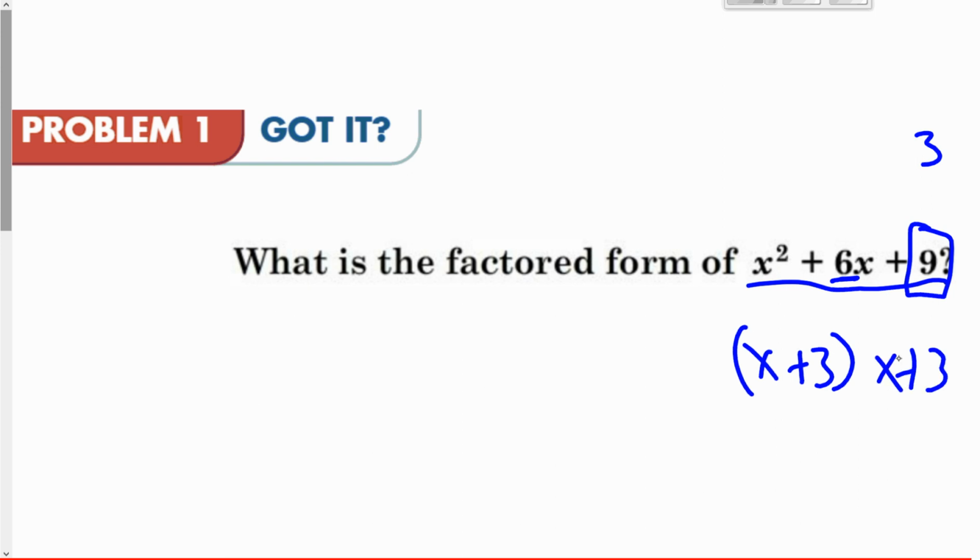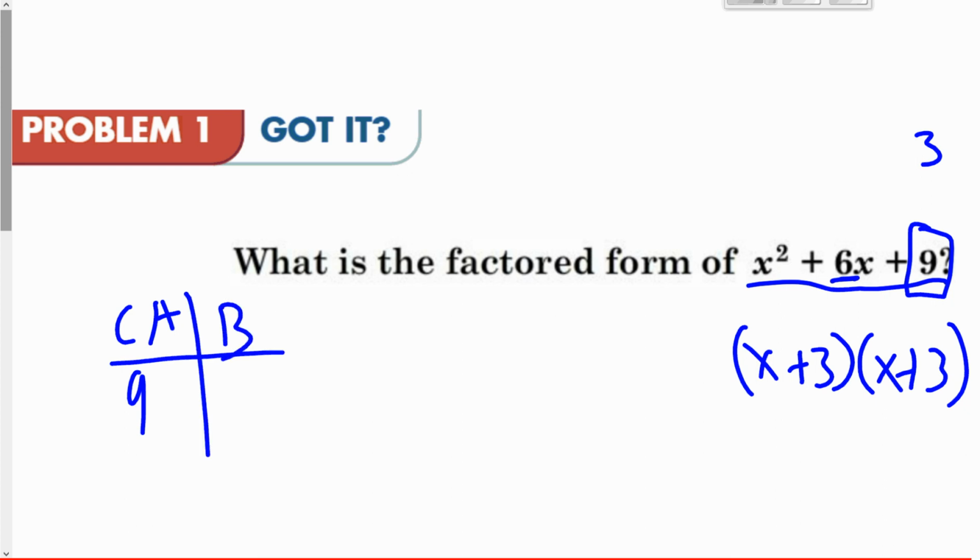Okay, you can still do CAB. What times what is 9? 3 and 3. And 3 plus 3 is 6. So I get x plus 3 and x plus 3. That's the factored form.